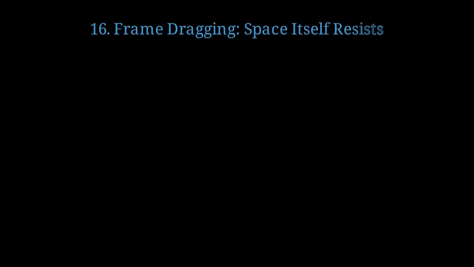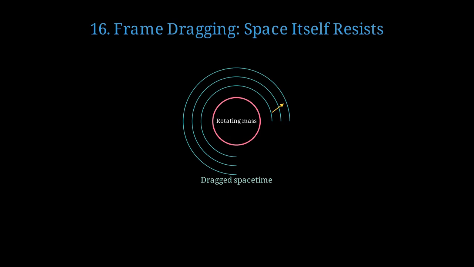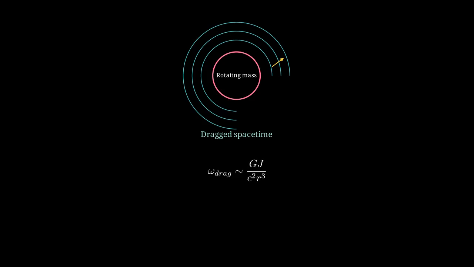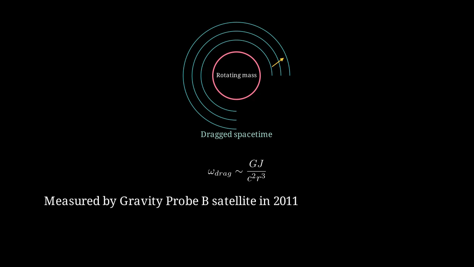General relativity predicts that rotating masses drag spacetime with them. A rotating massive object literally drags spacetime around with it, an effect called frame dragging. The dragging angular velocity scales as GJ/c²r³, where J is angular momentum. This was actually measured by NASA's Gravity Probe B satellite in 2011, confirming Einstein's prediction. For Earth, the effect is tiny, about 39 milliarcseconds per year, but measurable with precision gyroscopes. This demonstrates that spacetime itself has inertia. It resists being twisted by rotating matter.